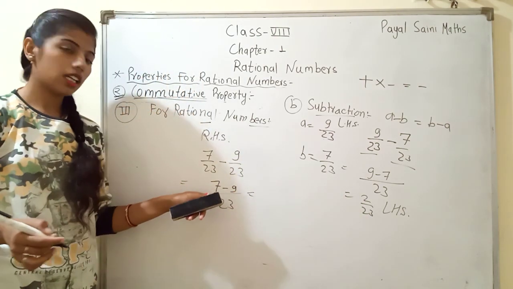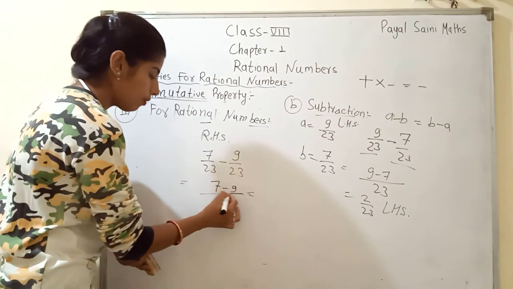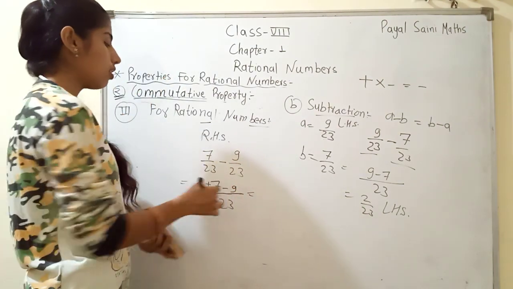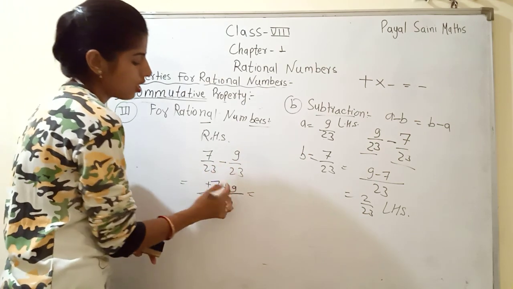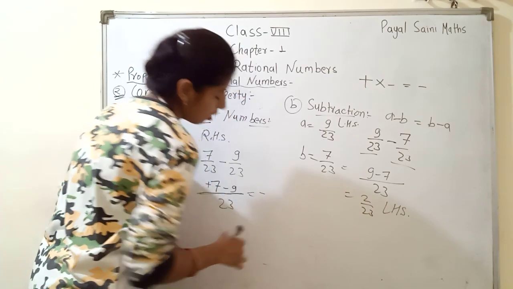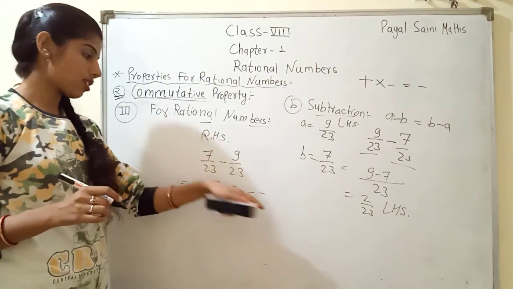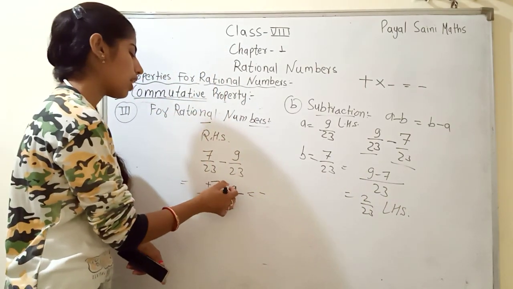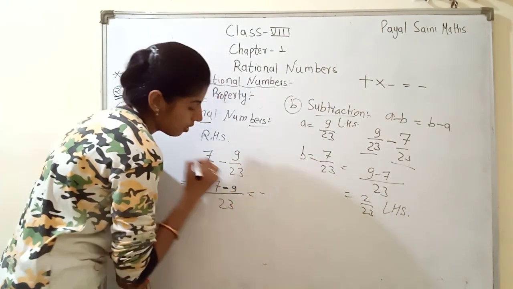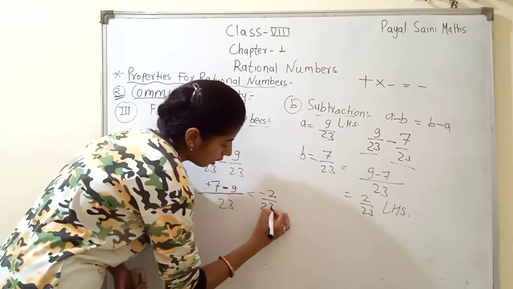Now you can see here it's very important. Why? Because your first number is plus 7 and then minus 9. The plus number is smaller than the minus number. Then what we do? It's a subtraction and the sign will be minus. Why do we write minus here? Because the minus number is greater than the plus number. Then minus, 9 minus 7 is 2 by 23.